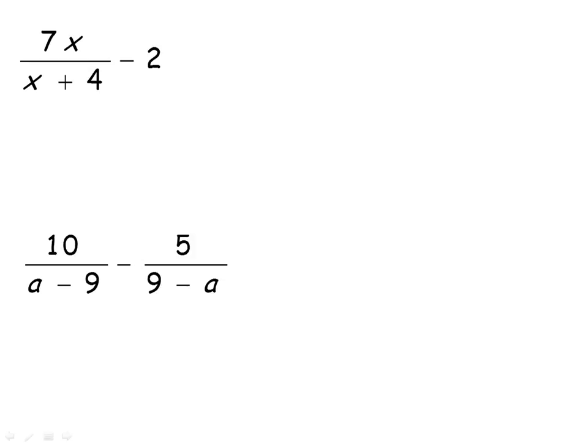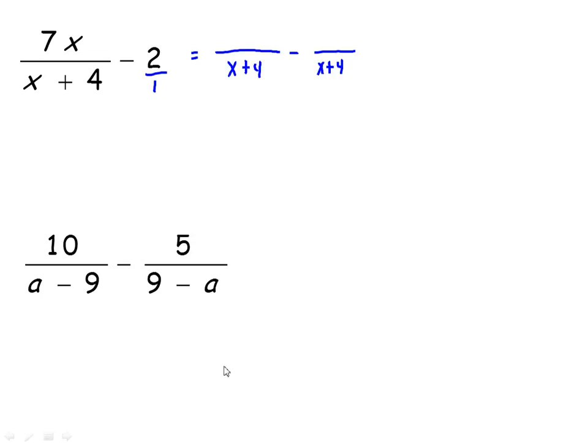Now, anytime you see a rational expression and one of them is not a fraction, go ahead and make it into a fraction. Okay? So, for example, you have this 2. Go ahead and put it over 1. And so, your common denominator here, remember you have to use everything once and only once. So, the common denominator is going to be x plus 4 for both of these.